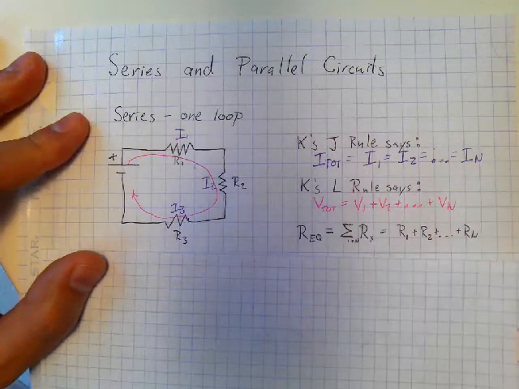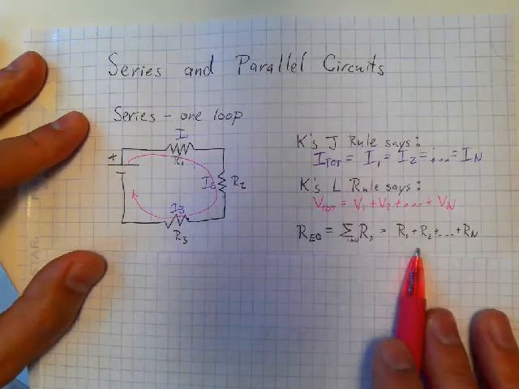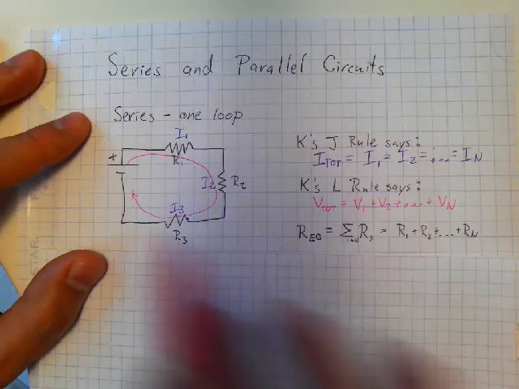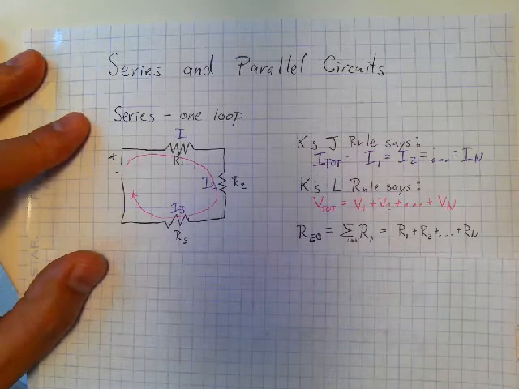For however many we have there. And then to come up with the total resistance for the circuit, so the equivalent resistance of this circuit in series, we just add up all the resistors.